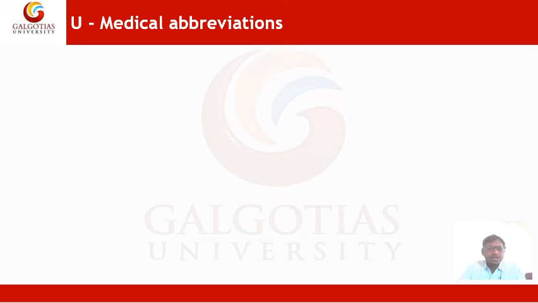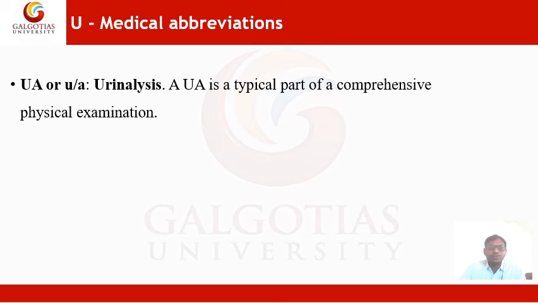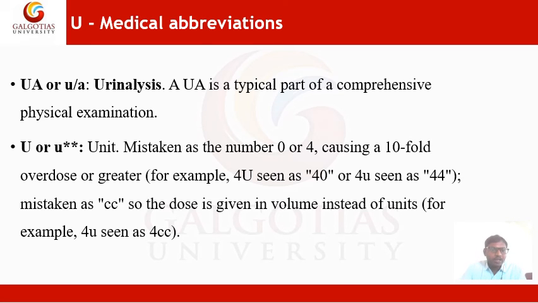Next, medical abbreviations related to U. UA or U by A means urine analysis. As a medical laboratory scientist or technician, you will mostly get UA in the prescription. UA is a typical part of the comprehensive physical examination of urine. Next, capital U or small u.